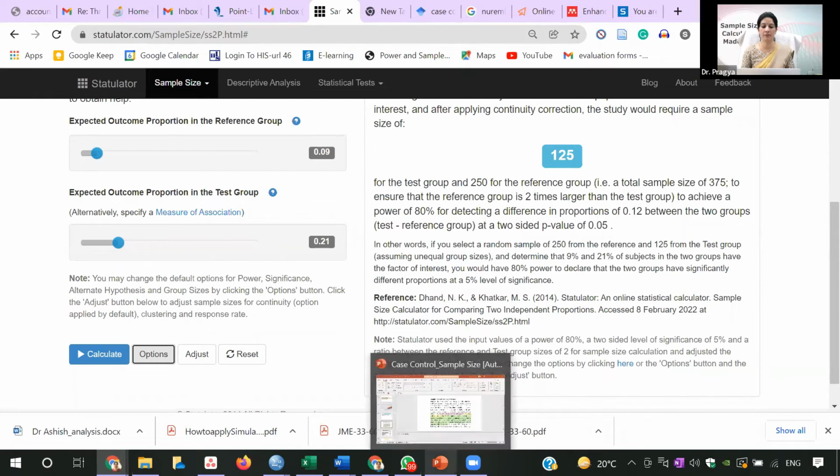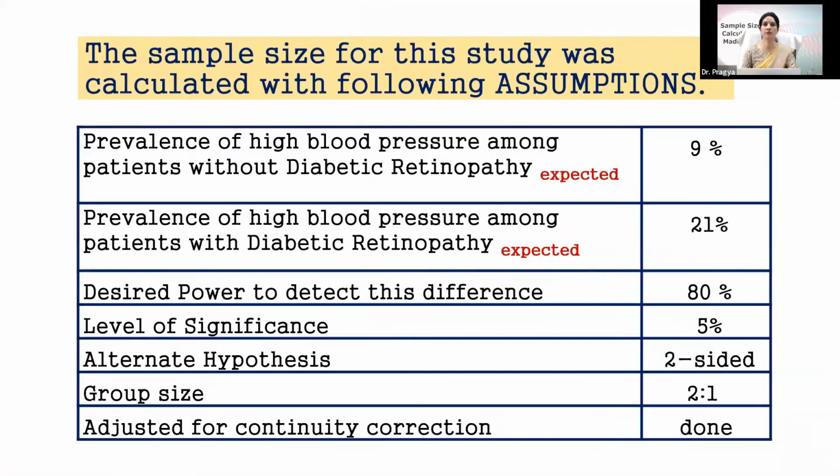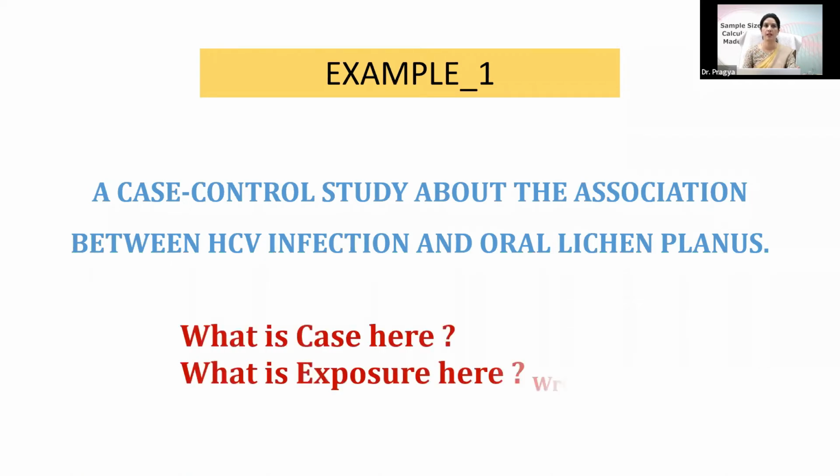Now we'll see another example, when you have one proportion and one odds ratio. So this was the one: two-sided, adjustment for continuity correction, 10%, 21%. I have written all these inputs in a tabular format so that it is easy for you to enter into the calculator. Now the second example is a case control study about the association between hepatitis C infection and oral lichen planus. In this case, what is the exposure and what is the outcome? The outcome is lichen planus and the exposure is hepatitis C infection.